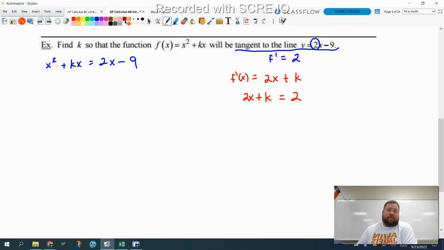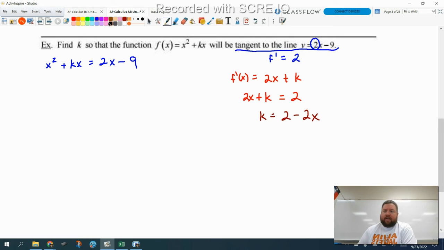So now we have a system of equations. We have one equation with x and k as our variables and a second equation with x and k as our variables. So we need to do some method of solving here. Substitution is going to be the best way to go. So I'm going to subtract the 2x over. That gives me k by itself. And so now I can do a substitution over here.